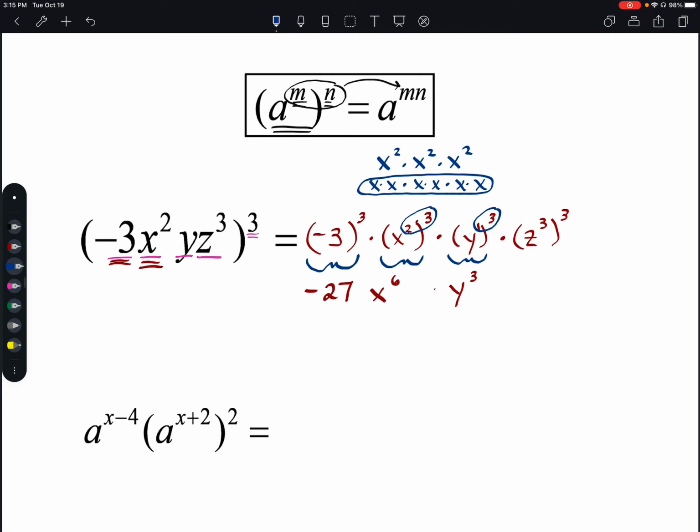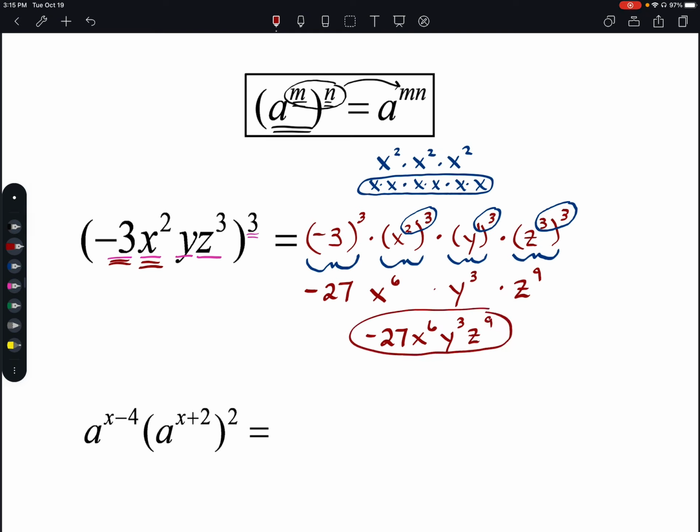And then last but not least, when we do the z to the 3rd, again raised to the 3rd power, it's like z to the 3rd times z to the 3rd times z to the 3rd. Well, we can take this and multiply these. 3 times 3 we know is 9. So we have z to the 9th power. Okay, so let's just take this and put this all together. We've got negative 27, x to the 6th, y to the 3rd, z to the 9th power.